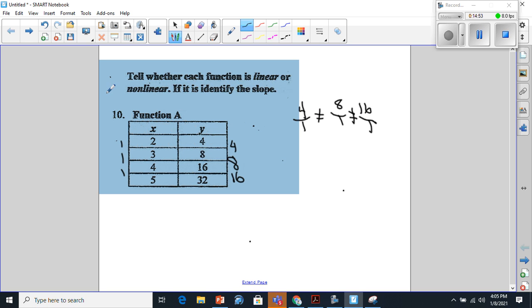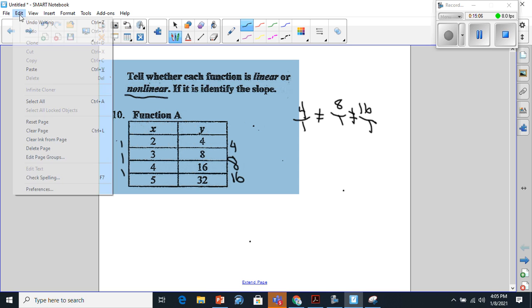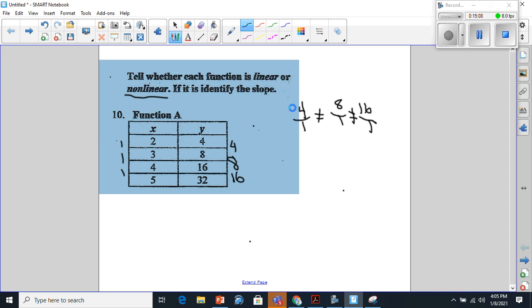So this is not nonlinear, okay? This is nonlinear. Oh, let me erase that. I don't want anyone to think I'm scratching out the answer. The answer is nonlinear for number 10. All right, let's erase all this out and get to number 11.